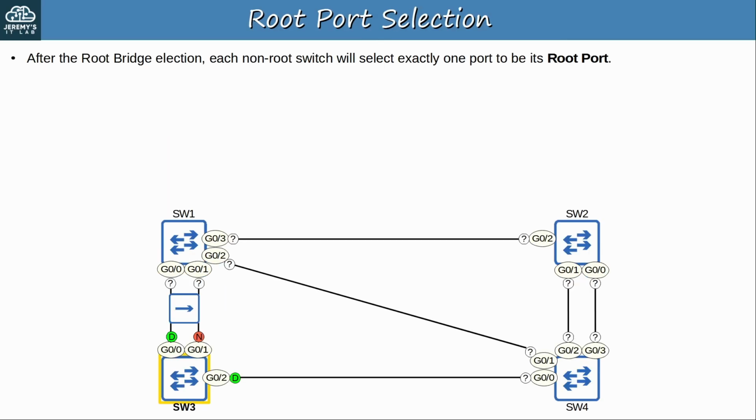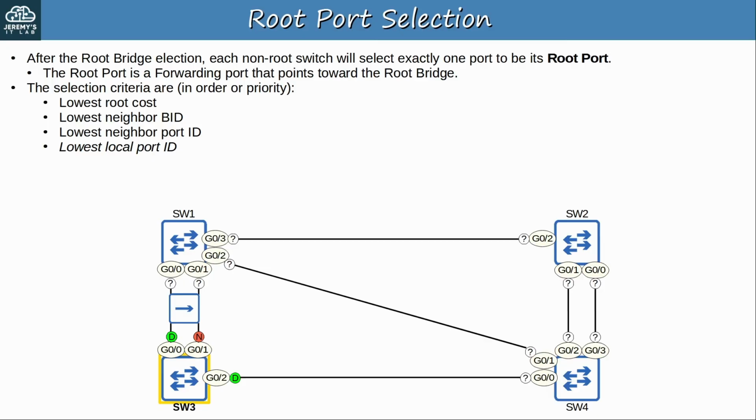So, after the root bridge election, each non-root switch will select exactly one port to be its root port. The root port is a forwarding port that points toward the root bridge. It's the port that provides the switch's single path to the root bridge. The selection criteria are, in order of priority, the lowest root cost, lowest neighbor bridge ID, lowest neighbor port ID, and finally the lowest local port ID.